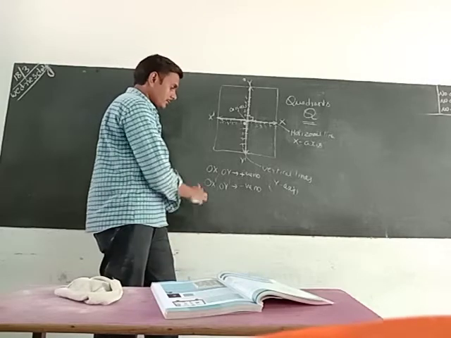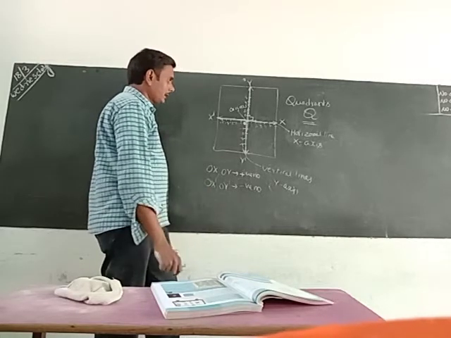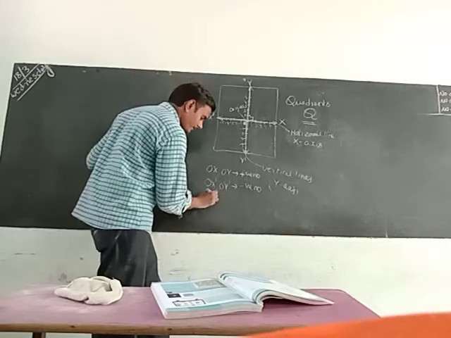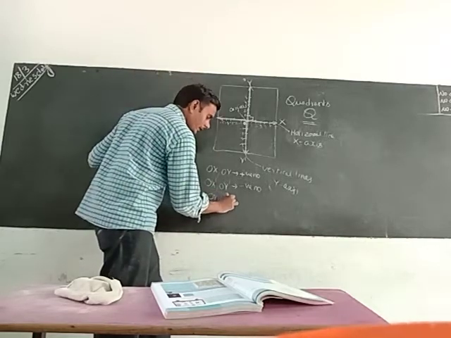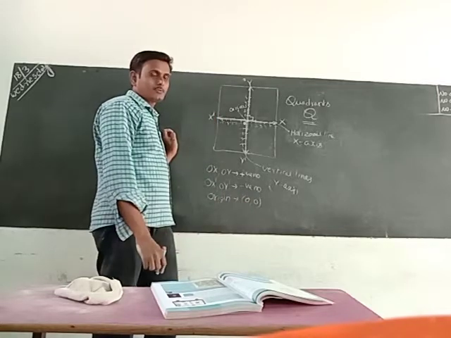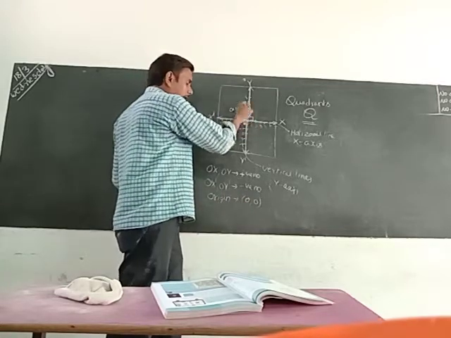Positive numbers or negative numbers. See here, we have to name the origin. The location of the origin is 0, 0. On the x-axis 0, on the y-axis 0.